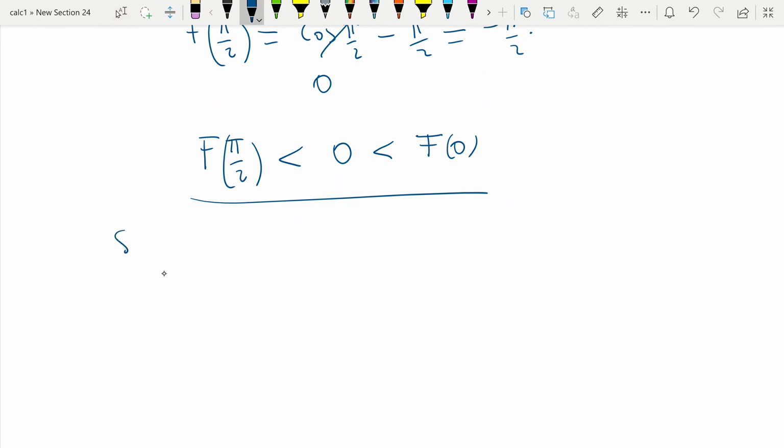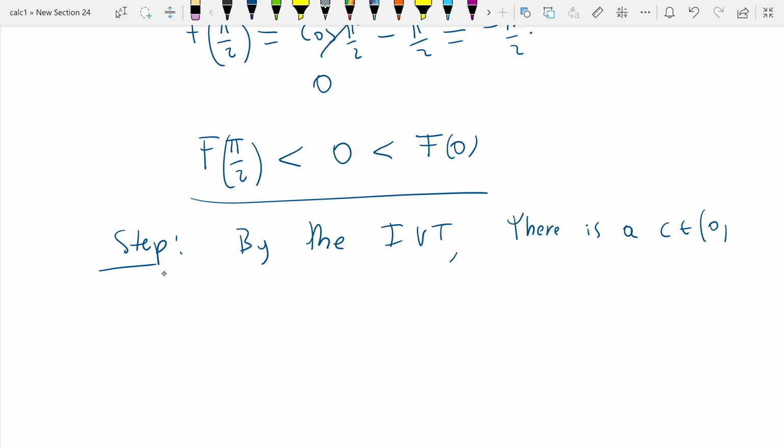And then the final step is just to say that by the intermediate value theorem, there is a number c in between 0 and pi over 2 such that f at c is equal to m, which is equal to 0, right?